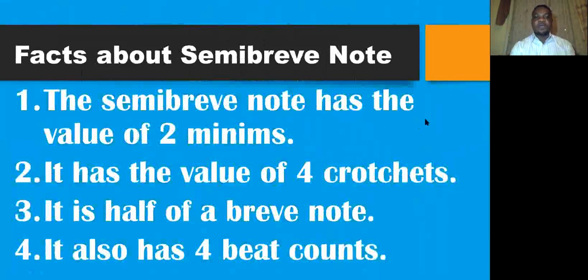Now, let's go further. There are some basic facts you have to know about the semibreve note. Number 1, the semibreve note has the value of 2 minims. Number 2, it has the value of 4 crotchets. Take note. The first one says the semibreve note has the value of 2 minims. And the second fact says the semibreve has the value of 4 crotchets. That is to say, number 1, 2 minim notes make a semibreve. Number 2, 4 crotchet notes make a semibreve.